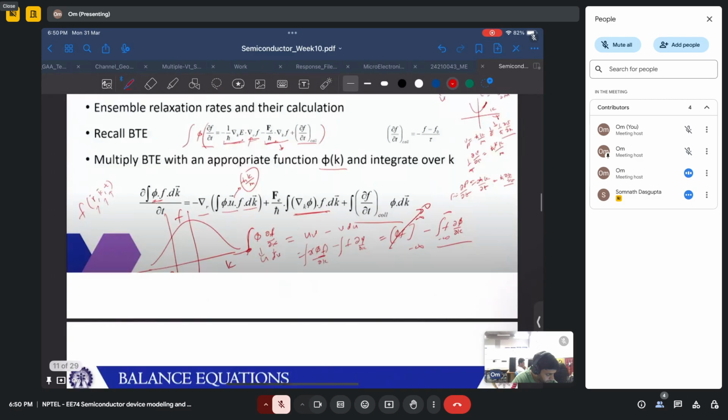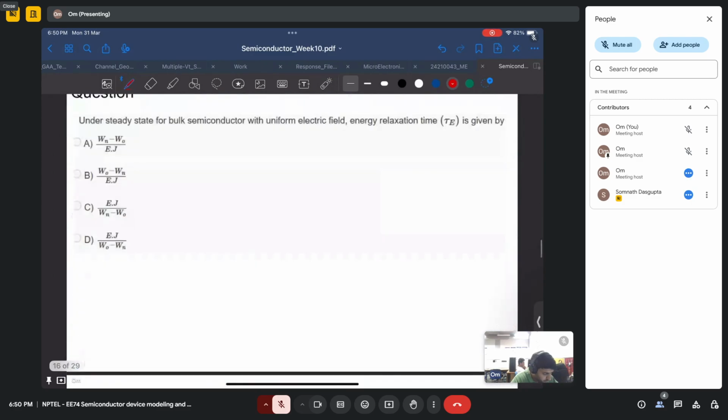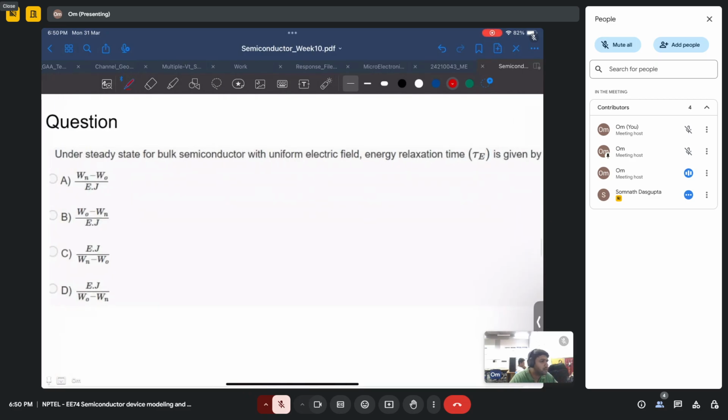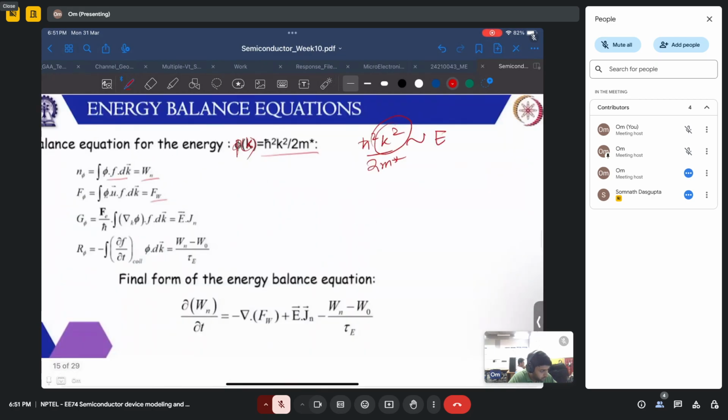Okay. Next question. Under steady state for a bulk semiconductor with uniform electric field, the energy relaxation time tau E is given by. This is again found using the energy balance equation that we just calculated above.